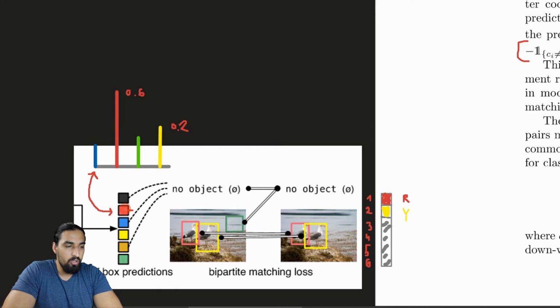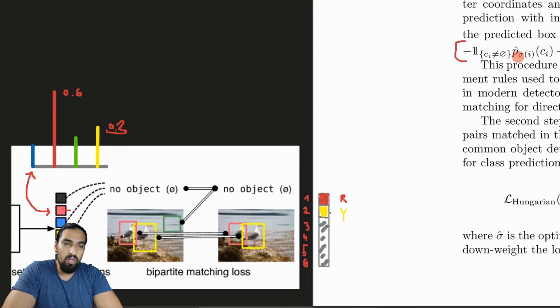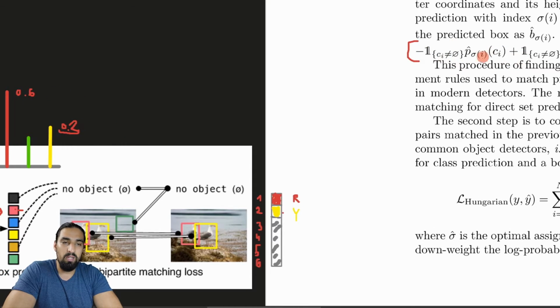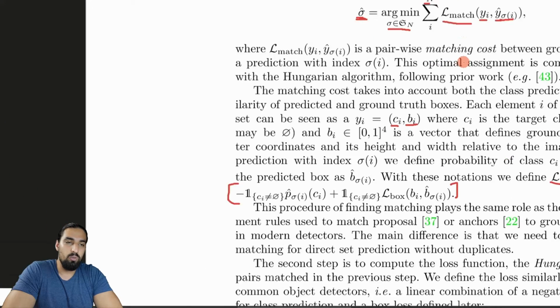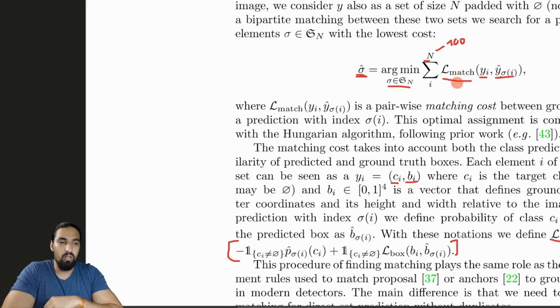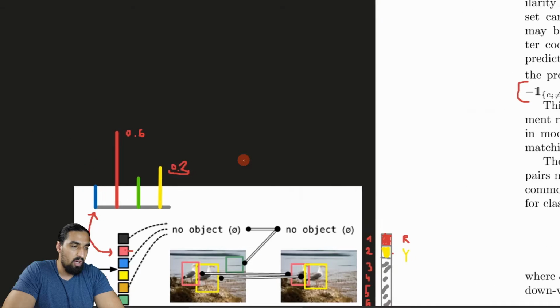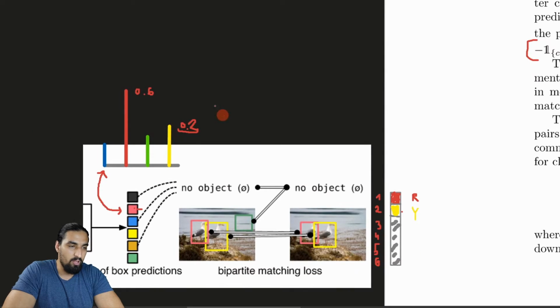So we'll be comparing red with the yellow one. And because the yellow class has a probability of 0.2, that means here we'll have minus 0.2. And that's not good enough because we want to minimize this. As you remember, this matching loss needs to go down. So we need to minimize it as much as possible. And the minimal value would be if we had 1 for the yellow class. So instead of having 0.2 here, we'd have 1.